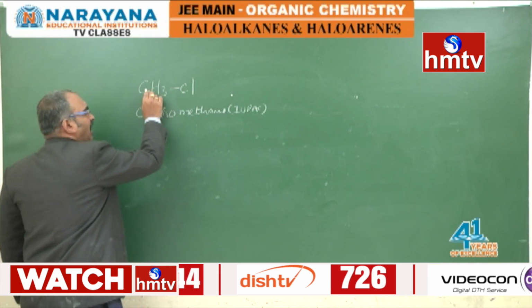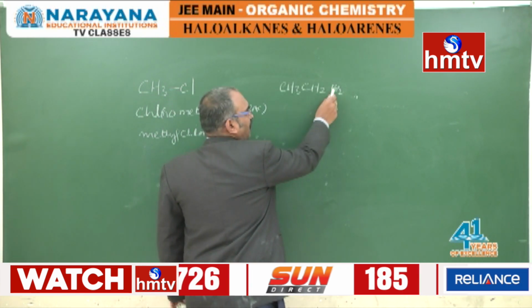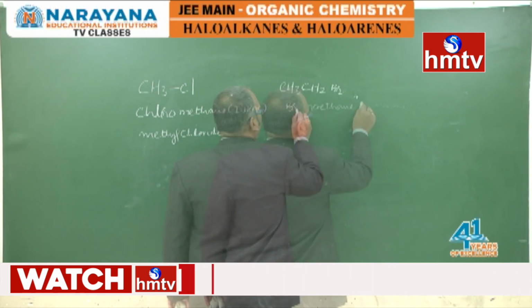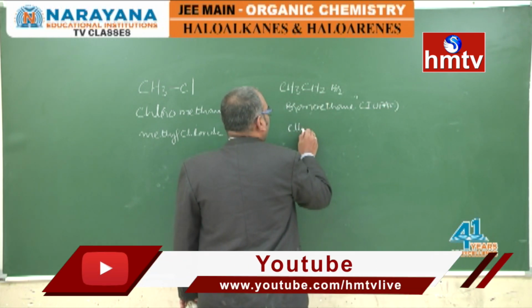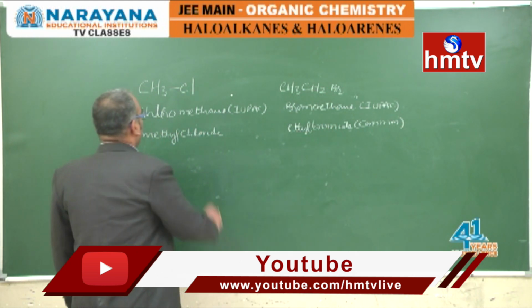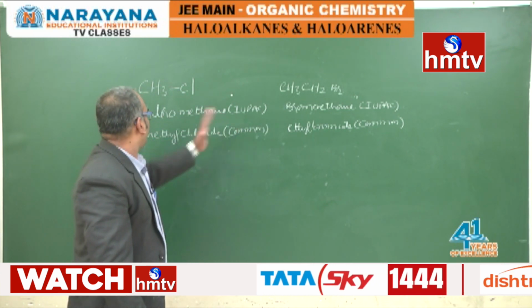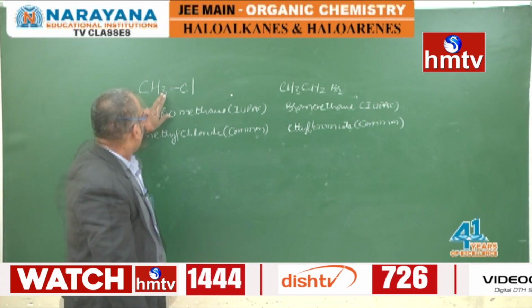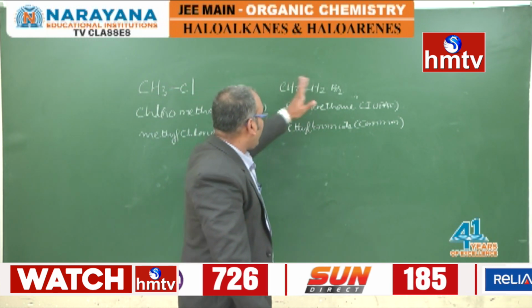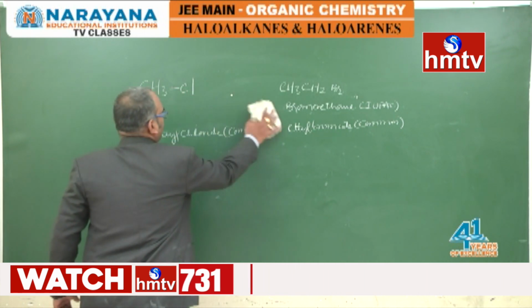The common name is alkyl followed by halide, methyl chloride. One of the hydrogens of ethane is replaced by bromine. So this is bromoethane is the IUPAC name, and ethyl bromide is the common name or trivial name. Here methyl chloride is the common name. So haloalkane is the IUPAC name, alkyl halide is the common name. Methyl chloride is the common name, chloromethane is the IUPAC name. Ethyl bromide is the common name, bromoethane is the IUPAC name or systematic name.